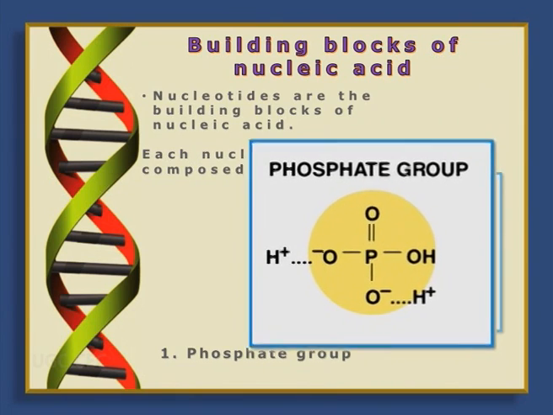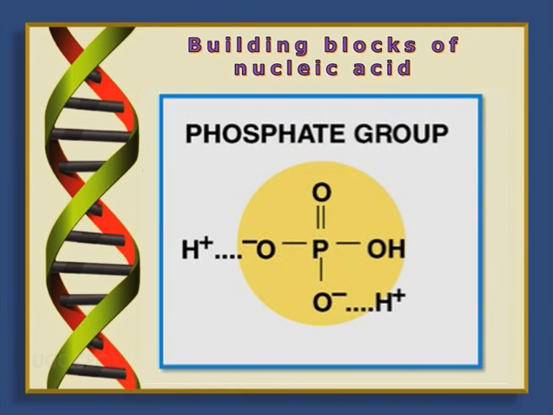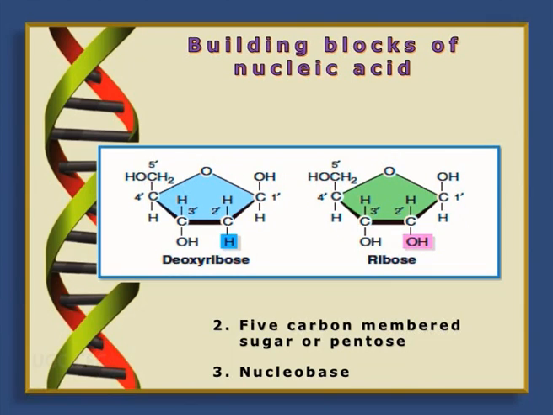Well, the first subunit is a phosphate group. As shown in this slide, because of the presence of ionizable hydrogen atoms, the phosphate group imparts acidity to the nucleic acids. Let us now move to the second subunit of the building blocks of nucleotides. As shown in this diagram, the next important subunit is a 5-carbon sugar known as pentose sugar, and a heterocyclic ring which is known as the nucleobase.